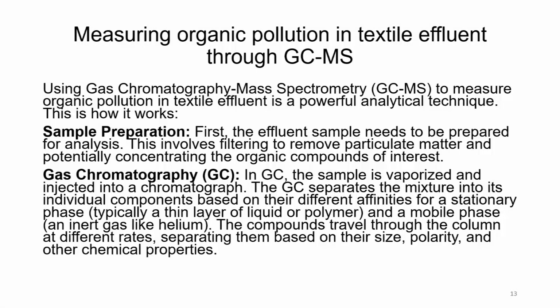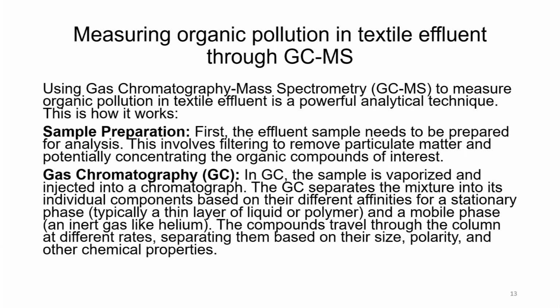Gas chromatography: in GC, the sample is vaporized and injected into the chromatograph. The GC separates the mixture into its individual components based on their different affinities for a stationary phase, typically a thin layer of liquid or polymer, and a mobile phase, an inert gas like helium. The compounds travel through the column at different rates, separating them based on their size, polarity and other chemical properties.